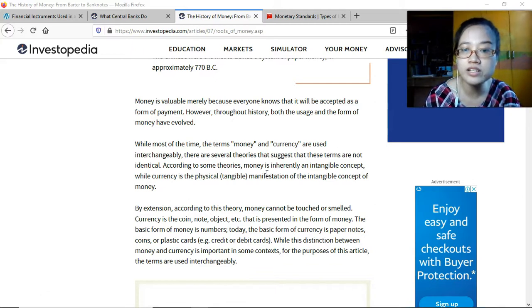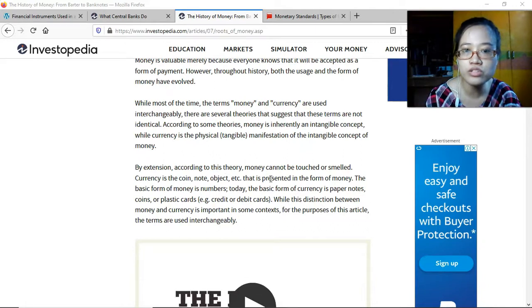According to some theories, money is inherently an intangible concept, while currency is the physical manifestation of the intangible concept of money. By extension, according to this theory, money cannot be touched or smelled. Currency is the coin, note, object, etc. that is presented in the form of money. The basic form of money is numbers.